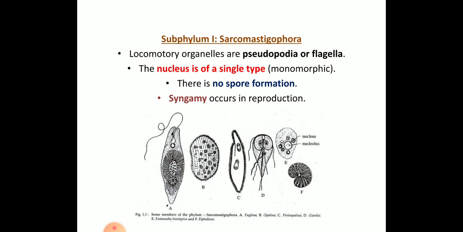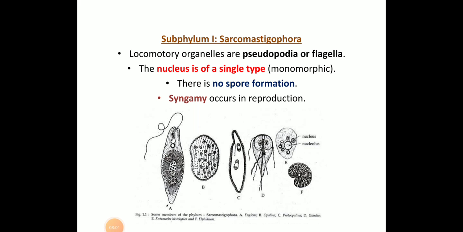So in the Euglena, the first picture, the large elongated flagella which helps in their locomotion, and nucleus will be of single type, monomorphic nucleus. So if this nucleus is of single type, then it is called as monomorphic nucleus, and there is no spore formation usually. So there will be no spore formation, but the reproduction will take place, but syngamous condition or syngamy occurs in the reproduction. So what is the syngamous condition?